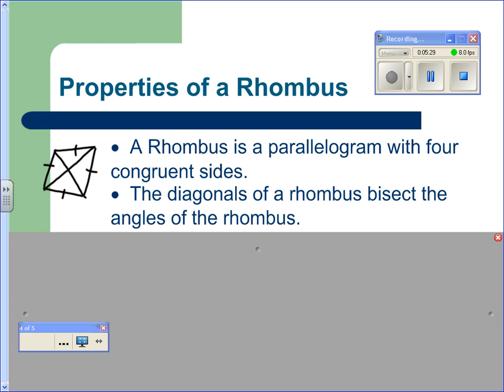What that means, this angle is congruent to this angle. And this angle is congruent to that angle. Does that make sense? What did we learn about parallelograms last time? Did we talk about parallelograms? What did we learn about opposite angles? Do they equal 180? They're the same. Whatever this angle is equals this angle. Whatever this angle is equals this angle.